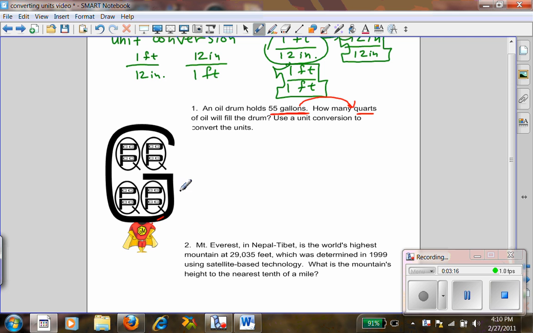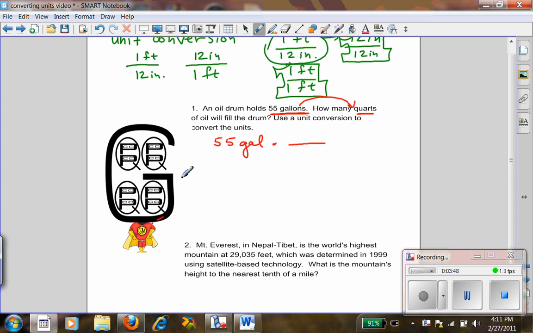All right, so let's first write down what we know. We know we have 55 gallons. Now, I want to multiply that by some conversion factor. My goal is to change from gallons to quarts, meaning I want to get rid of this thing. So I'm going to have to multiply it by some Mr. 1 that's going to change from gallons to quarts. So what I need to know is how many quarts make up 1 gallon.